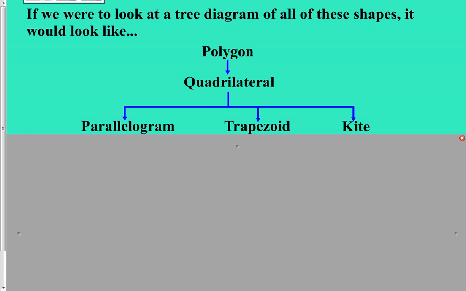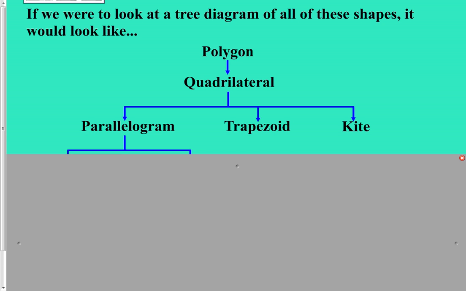If you look at your four-sided polygon and find that you have two sets of opposite sides parallel, then you have a parallelogram. If your four-sided polygon only has one set of opposite sides parallel, then you have a trapezoid. If your four-sided polygon doesn't have any sides parallel, but it has two sets of consecutive congruent sides, then you have a kite. Parallelograms, trapezoids, and kites are all types of quadrilaterals, but not all quadrilaterals will fit into those categories. They've got to have certain properties.